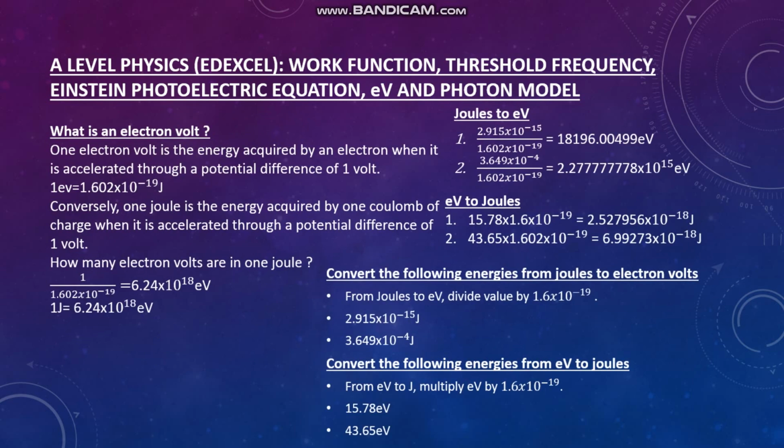So what is an electron volt? 1 electron volt is the energy acquired by an electron when it is accelerated through a potential difference of 1 volt. So 1 electron volt equals 1.602 times 10 to the minus 19 joules. Conversely, 1 joule is the energy acquired by 1 coulomb of charge when it is accelerated through a potential difference of 1 volt. So basically, how many electron volts are there in 1 joule? We do 1 divided by 1.602 times 10 to the minus 19, and we end up with an answer of 6.24 times 10 to the 18 electron volts.